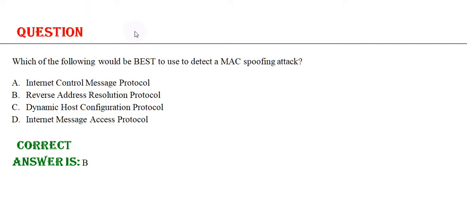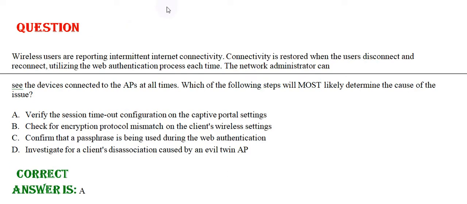Which of the following would be best to use to detect the MAC spoofing attack? Option A, Internet Control Message Protocol, option B, Reverse Address Resolution Protocol, option C, Dynamic Host Configuration Protocol, option D, Internet Message Access Protocol. The correct answer is option B. Here comes the next question.